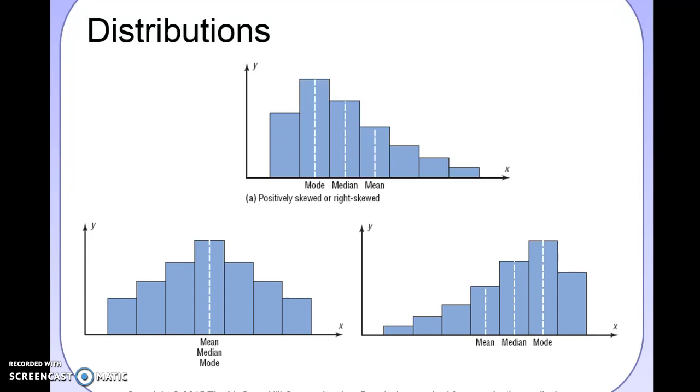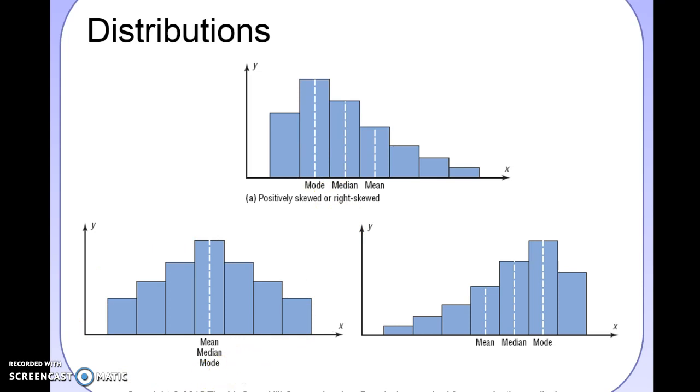Here are some common distributions and where the mean and the median and the mode lie within those distributions. The first example is positively skewed. Notice that the majority of the values fall to the left of the mean in this area and tail to the right. The mean is to the right of the median and the mode is to the left of the median.